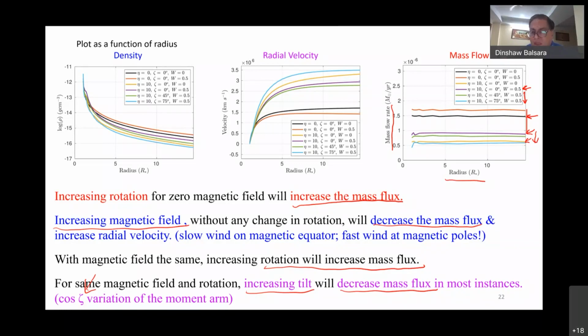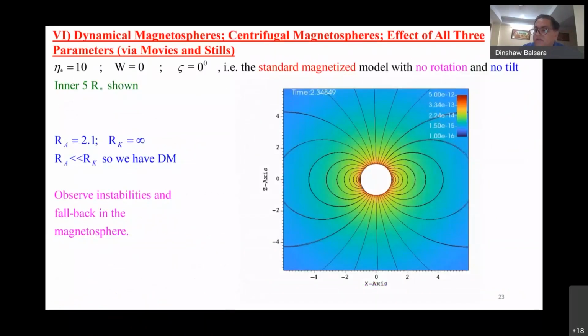But let's go ahead and now have some fun, because every computational talk should have some nice movies in it. And so let's go ahead and have movies now. So we have a situation here where we have a magnetized star, no rotation, W is equal to 0, and no tilt, namely zeta is equal to 0. And let's go ahead and see this situation.